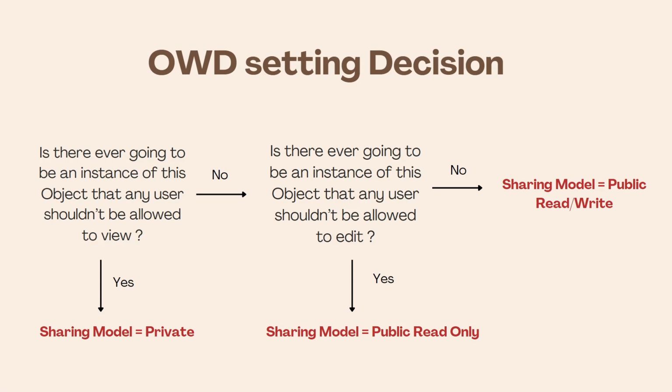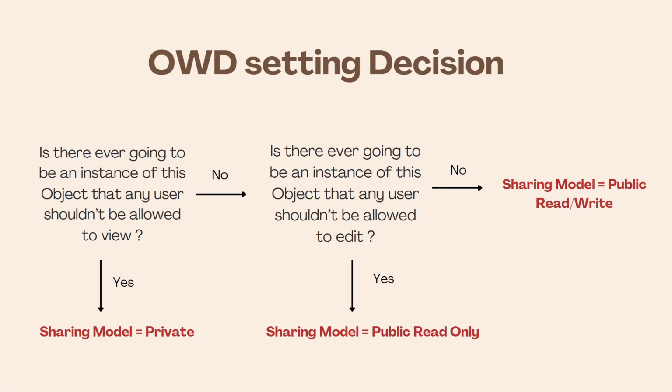So how are we going to judge whether private, public read only, or public read write is the right choice? Whenever a requirement comes for a particular object or record access, an admin decides: is there ever going to be an instance of this particular object that any user shouldn't be allowed to view? That is the most restrictive way, and an instance is nothing but a record. So if by any chance there is going to be a record which a particular user is not allowed to see, then the sharing model for that object will be private.